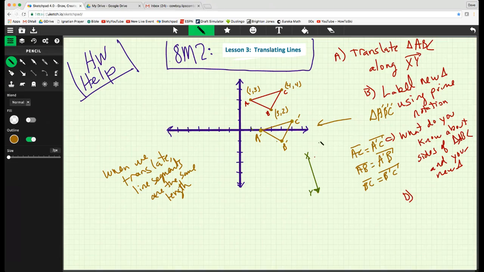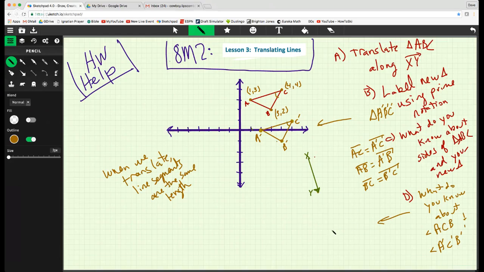And on D, I'm going to ask you a new question. What do you know about angle ACB and angle A prime, C prime, B prime? So in other words, ACB and A prime, C prime, B prime. So I'll pause, stop the video, and make your guess. And I'll give you the answer right now.